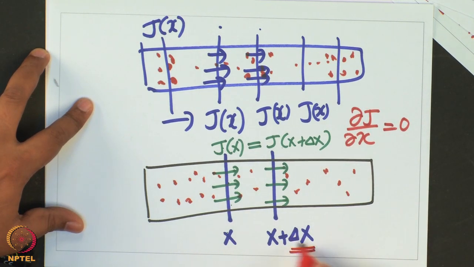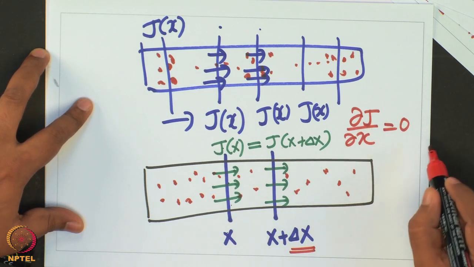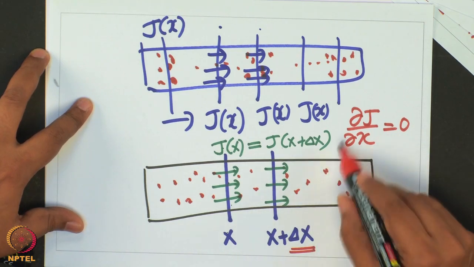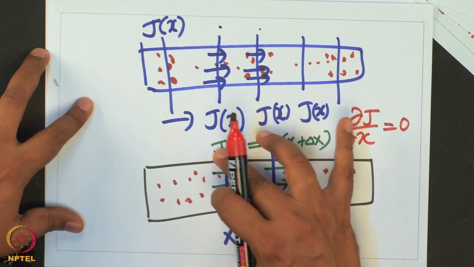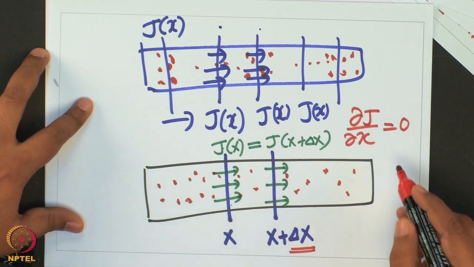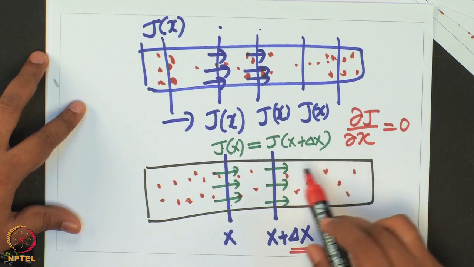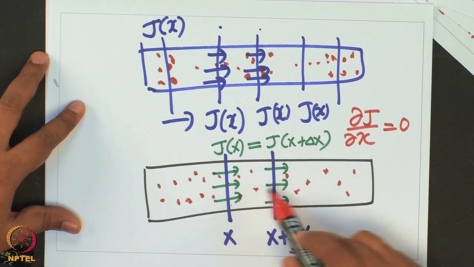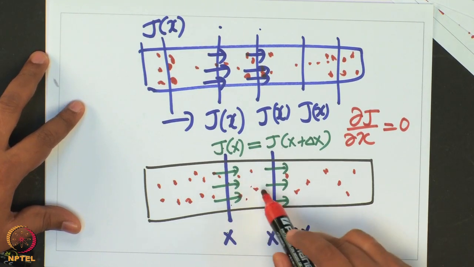The assumption here is, of course, that these two points are very close to each other, delta x is very small. Then I can write del J by del x is 0. So if del J by del x is 0, that means the flow here is the same as the flow here, and then the claim is that the concentration will not change with time. The concentration here will remain constant over time. So let us write that.